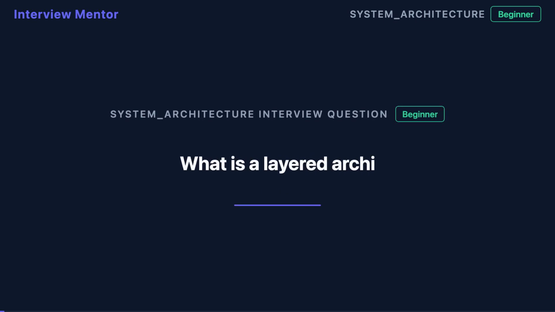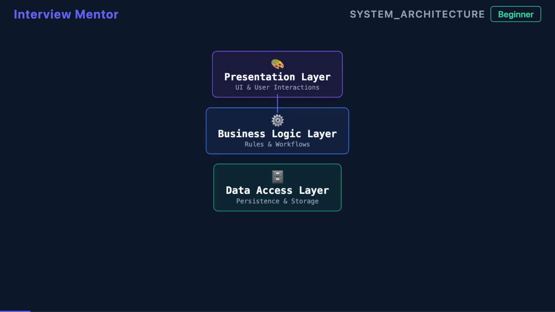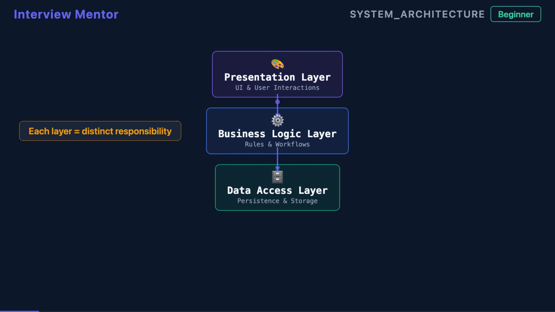Most code bases become unmanageable nightmares because developers skip this fundamental pattern. Let's fix that. Layered architecture is a design pattern that organizes your application into horizontal layers, where each layer has a specific responsibility. Think of it like a cake with distinct layers. Each layer focuses on one thing, whether that's handling user interactions, processing business rules, or managing data storage.